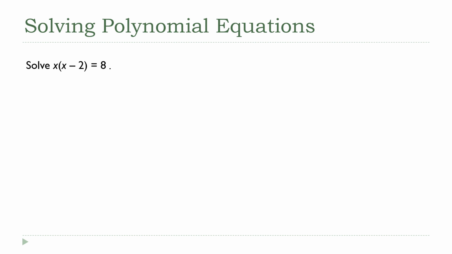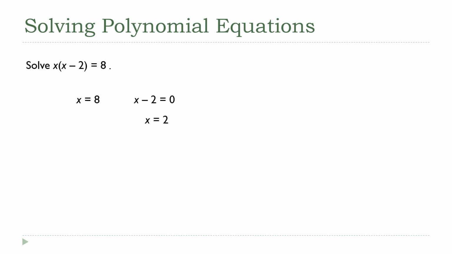So there are some pitfalls with this one. One thing I see students do every once in a while with an equation like this is they'll say, well, okay, so either x equals 8 or x minus 2 equals 8, which means x equals 8 or x equals 10. But that doesn't work, and you can see that really quickly. If you try to check these answers, if you put 8 back into the left-hand side, you get 8 times 6, that's 48, not 8.